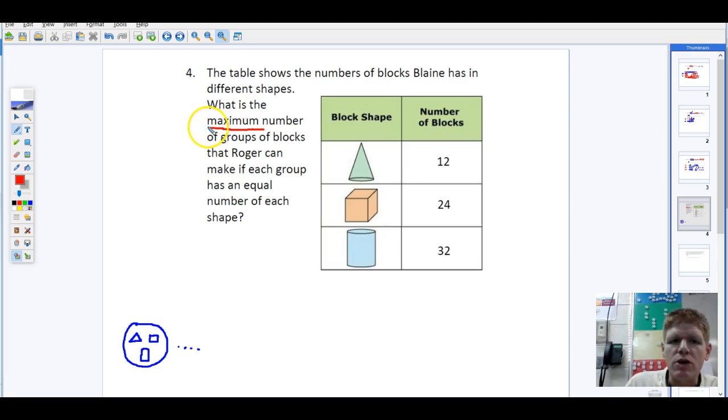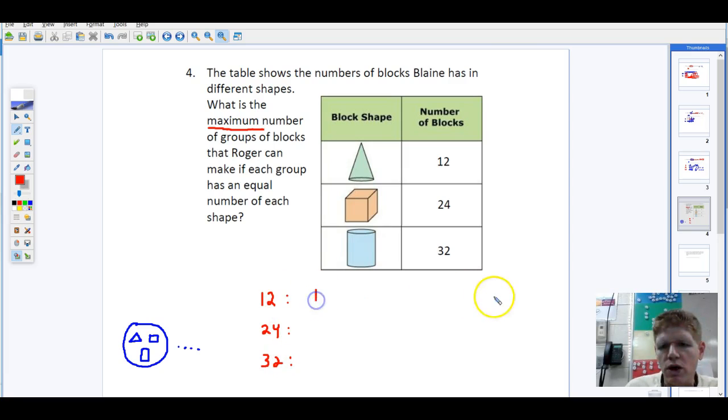So this key word here is maximum. Does that sound like least common denominator or greatest common factor? Maximum means greatest, so we're going to be finding the greatest common factor. So we're going to start by listing out our factors for each one of these numbers. So we'll do that just like this.